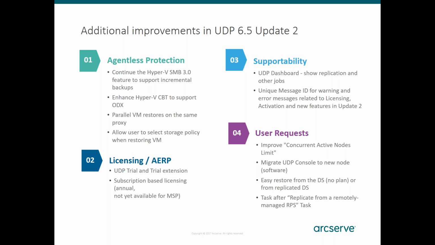We've also done other improvements, improve concurrent active nodes limit, migrate UDP console to new node. So there's now a wizard to help you drive if you need to migrate the console from, say, an appliance onto a VM or vice versa, or from one VM to another. Easy restore from the data store. So for example, if you mount an offline data store from a backup taken a year ago, even though there's no active plans connected to that data store, you can restore straight from the UI for old recovery points in a data store that's been mounted, even though there's no active policies assigned with that data store.